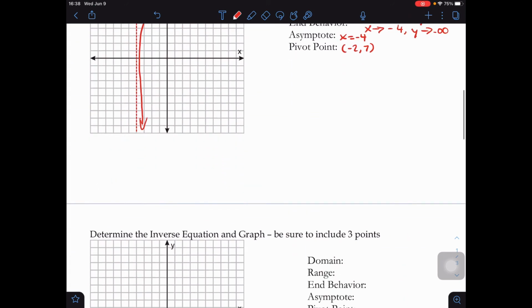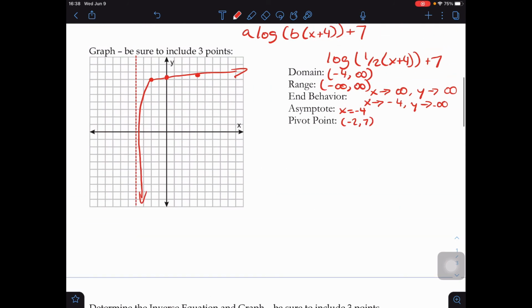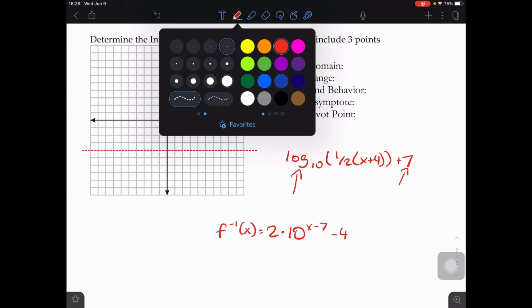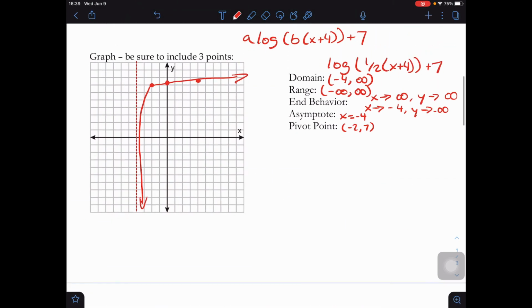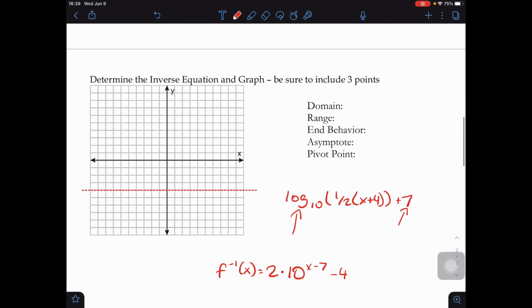Now in order to find the asymptote, we just have to look at this value right here, which is a -4. So our asymptote will be at x equals -4. And if you were to reflect this across this line, you would get something like that. So that's how our function is going to look, something like this.